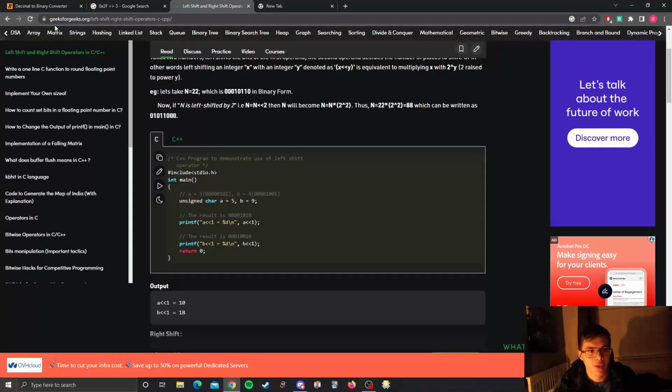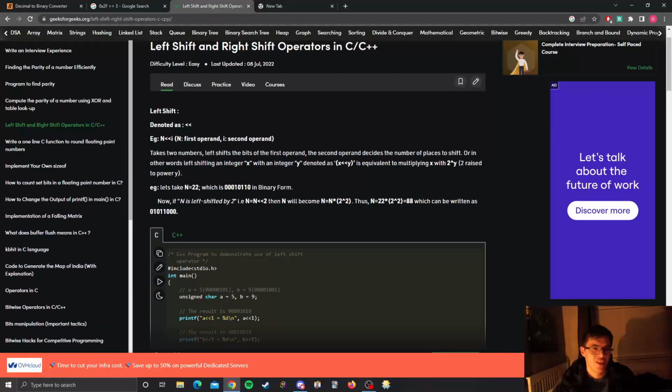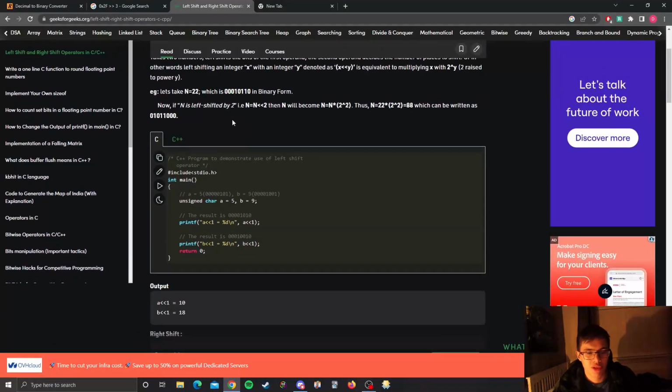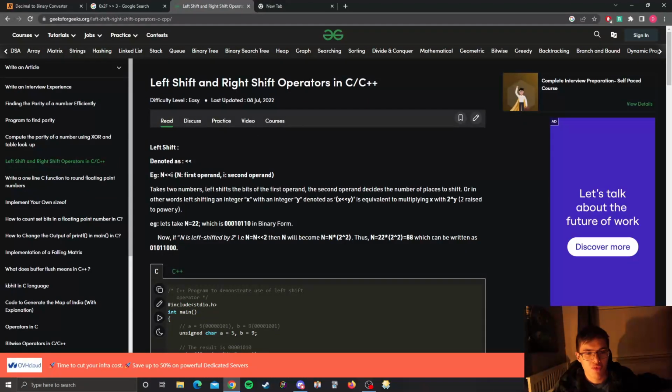This website really helped: GeeksforGeeks. I count myself as a geek, maybe. Yeah, I'd say so. I love this kind of stuff. It really helped me understand, because bit shifting is really important in embedded. It's kind of the bread and butter, along with the operators like AND and OR and such.